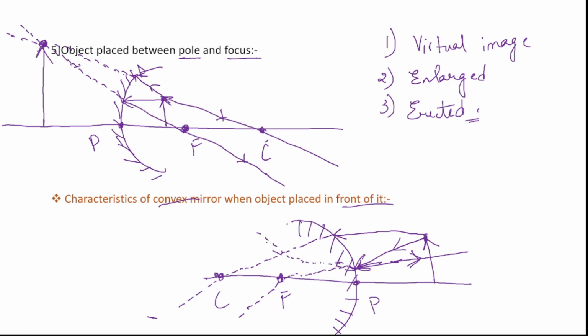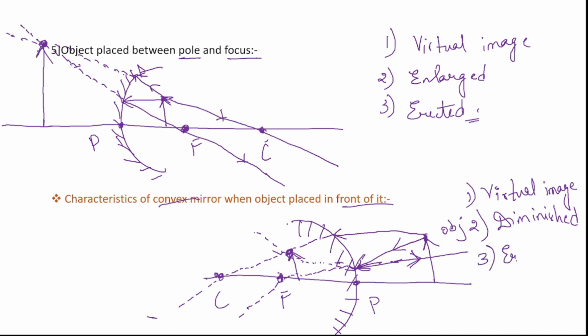After that, let us extend the ray which has reflected parallel to the principal axis. After extending, we get a point here, right? At that point, we will get the image. So what will be the characteristics of the image? It will be a virtual image, right? Next, the size of the image will be less than the size of the object, so the image is diminished. Next, it will be erect, in the sense that it will be upright, not inverted. The image formed will be upright like the object. So these are the characteristics of the image formed when we place an object in front of a convex mirror.